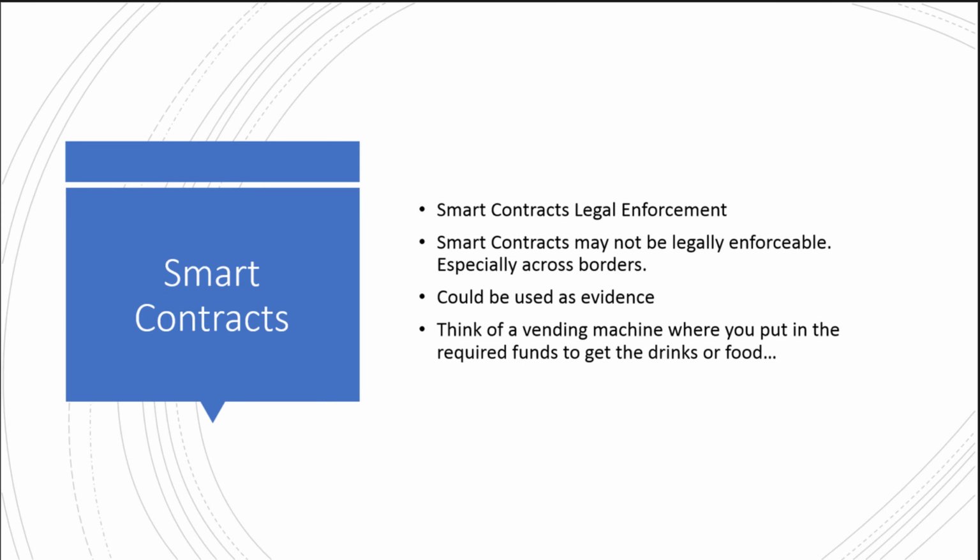Now, when it comes to legal enforcement, this is again a little bit tricky. A lot of times, smart contracts or chain code are considered illegal, and the reality is that there's nothing legal about them. And in most jurisdictions, they're not even legally enforceable. But with that said, they could be used as evidence.